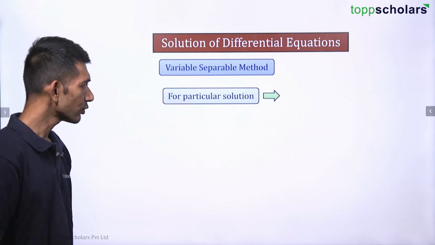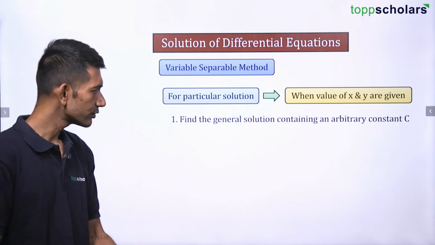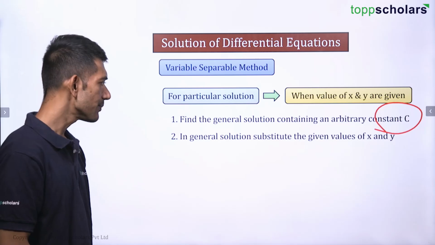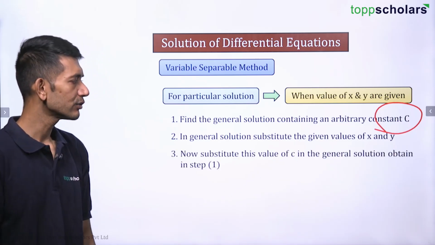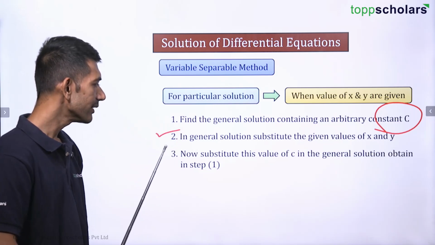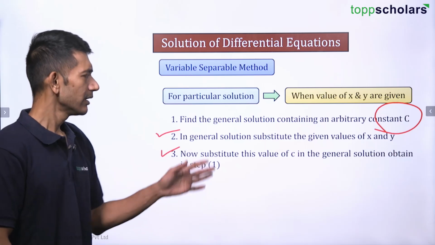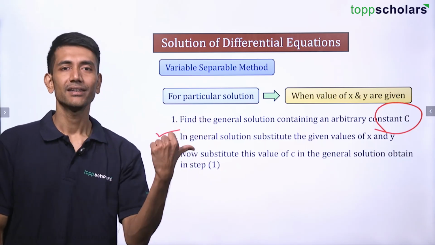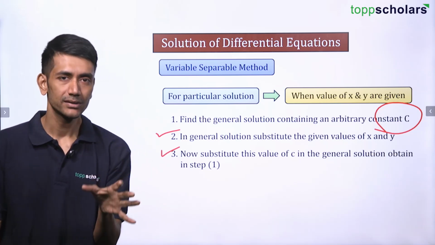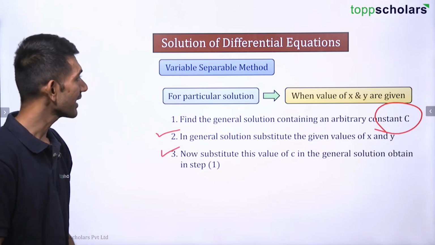And for the particular solution, what do you do? For the particular solution, you find the general solution, then you find the value of the arbitrary constant as well, and then substitute the given values of x and y and find C. Sorry, first you substitute the values of x and y to find C, then you substitute the value of C in the general solution. This again we have done in the previous questions. So these are just the steps, you don't have to remember the steps here. We'll see some problems based on it to get a better clarity, right?